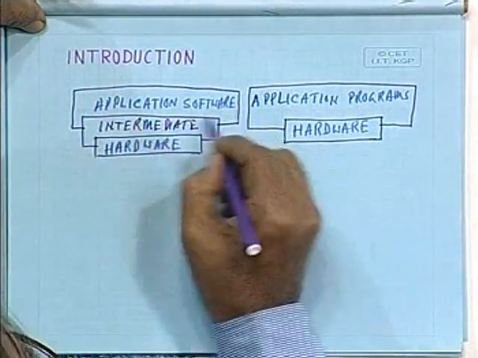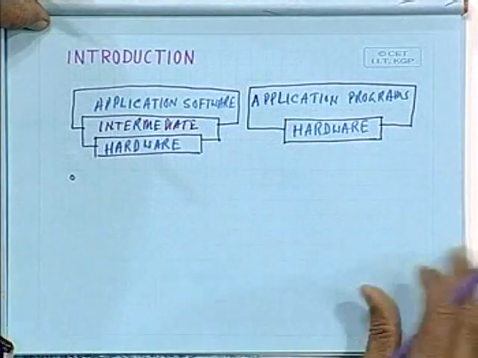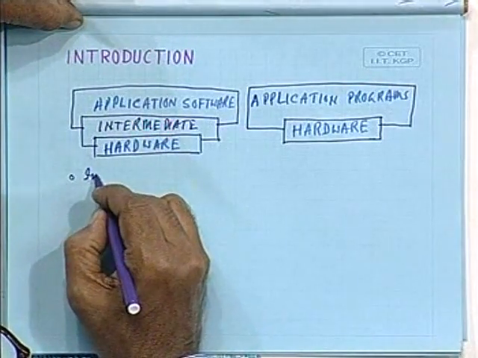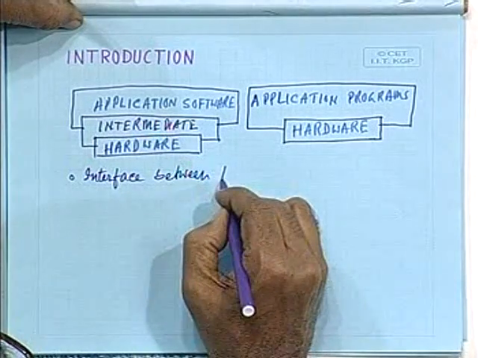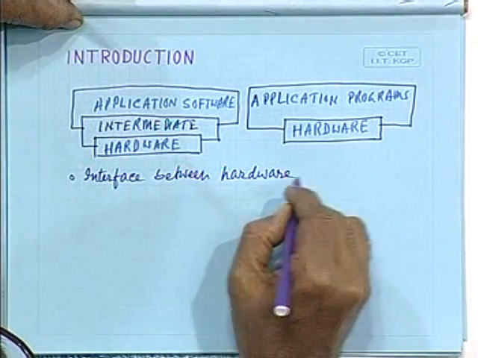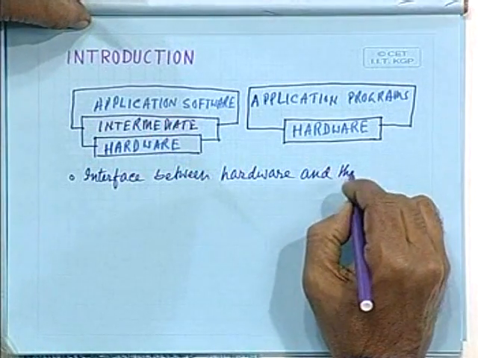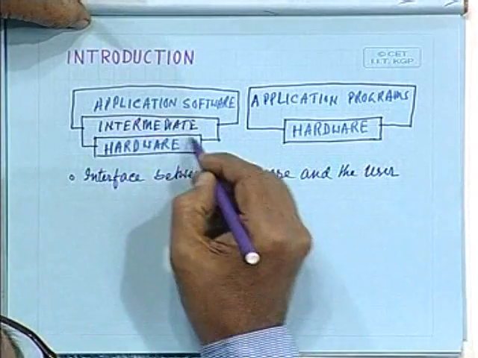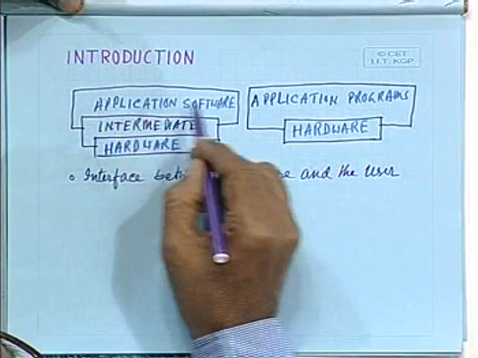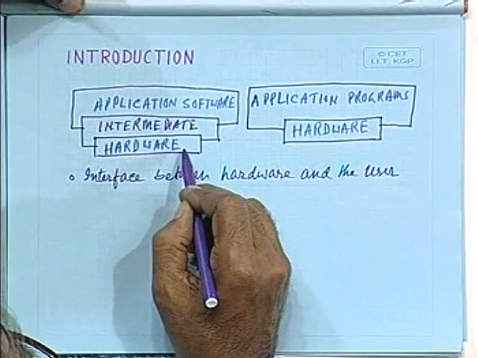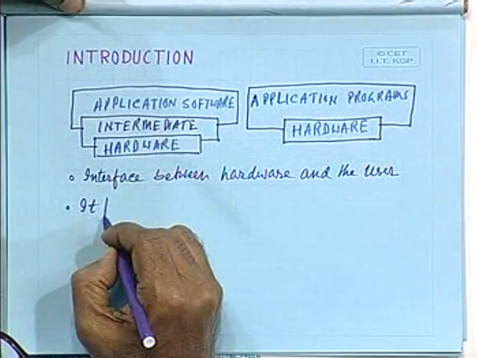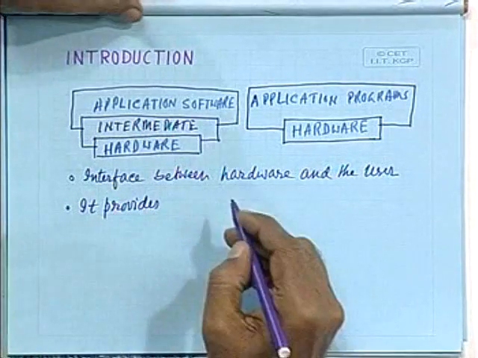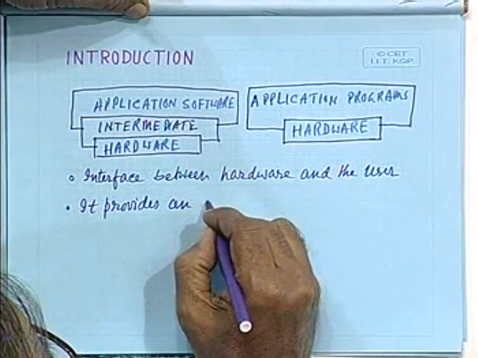You may be asking, what is the purpose of this? Why is it done? There are several reasons for this. Number one, this provides an interface between hardware and the user. That means the user does not directly interact with the hardware. In other words, the application software or program does not interact with the hardware directly. It does it through some intermediate software. Also, it provides a user-friendly environment.